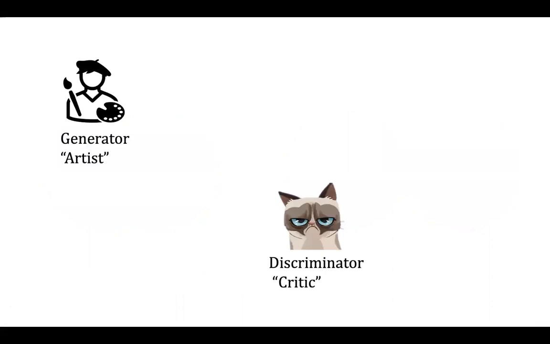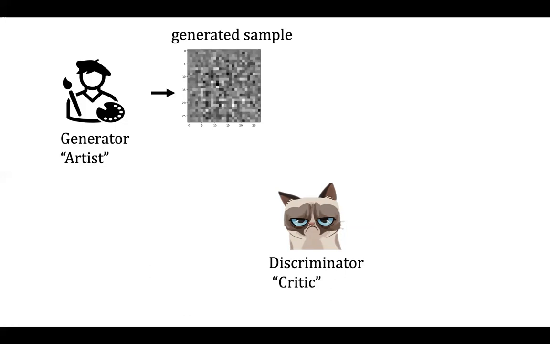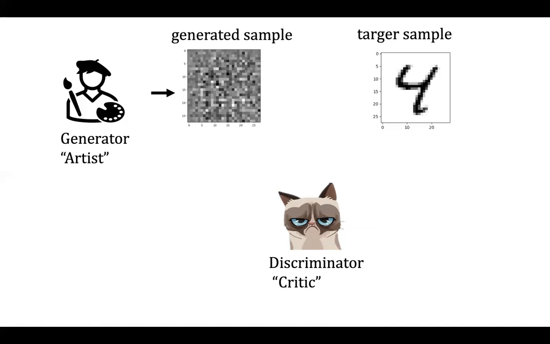So imagine a game where we have 2 players, and one of the players is the generator or artist, and another player is the discriminator or critic. In the first rounds, in the beginning of the game, the generator produces some kind of samples, and these samples are not very good. They're usually some kind of noise, or they are very random. And we also have our target sample that we want to produce.